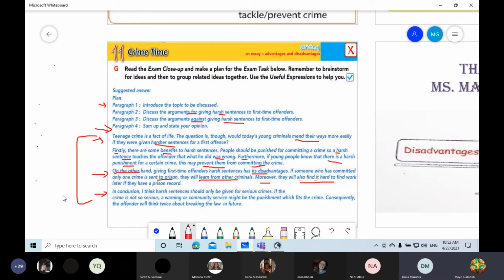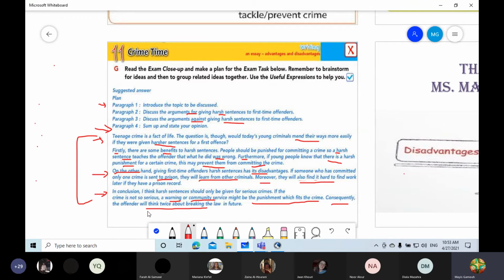Thank you, dear. So here in conclusion, last but not least, at the end, you should place your opinion. I think harsh sentences should only be given for serious crimes, such as killing, kidnapping, maybe. If the crime is not so serious, a warning or community service might be the punishment which fits the crime, in order not to reach the disadvantages. Consequently, or as a result, the offender will think twice about breaking the law again, breaking the law in the future.